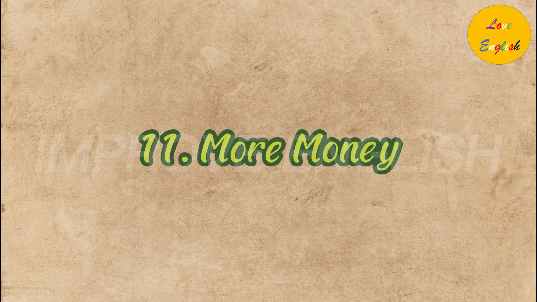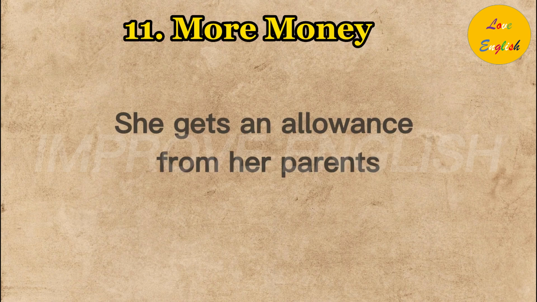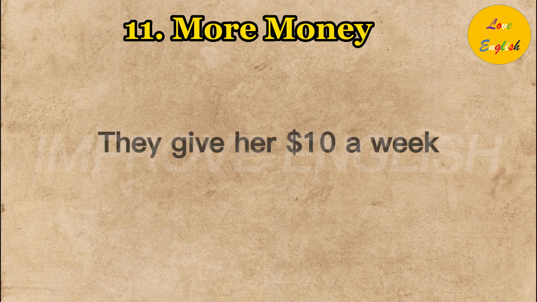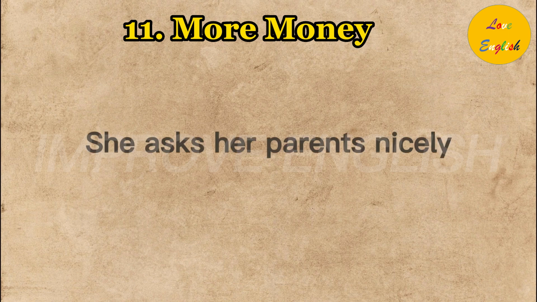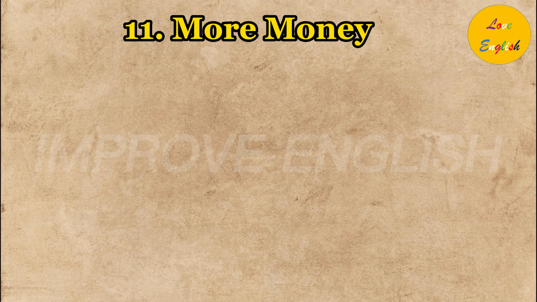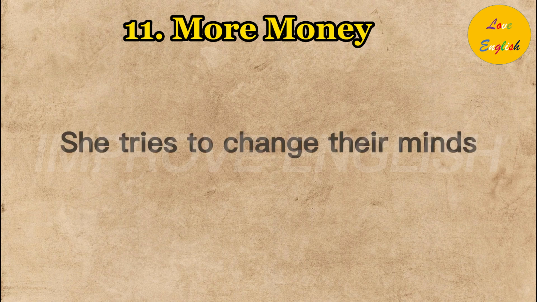11. More money. She gets an allowance from her parents. They give her $10 a week. She wants more. She asks her parents nicely. They say no. She tries to change their minds.